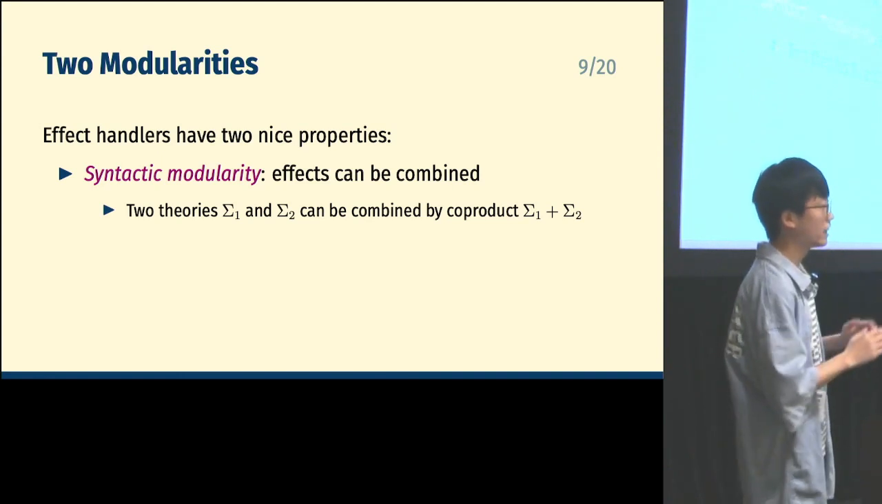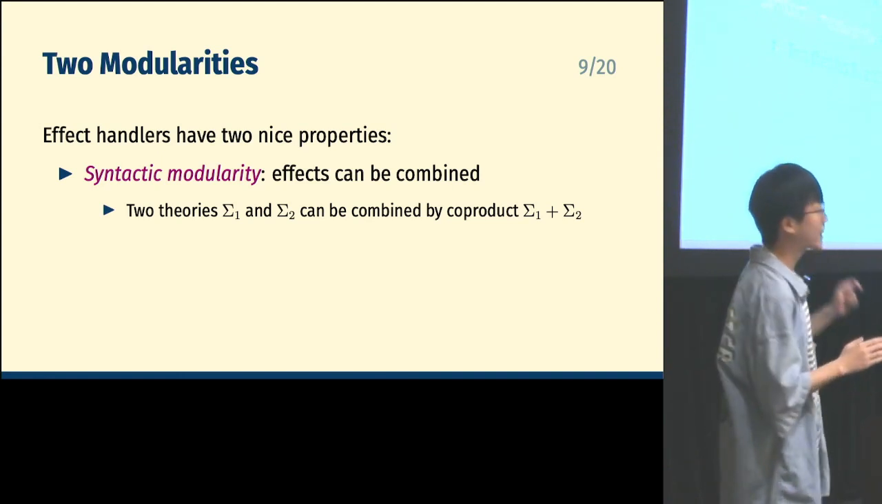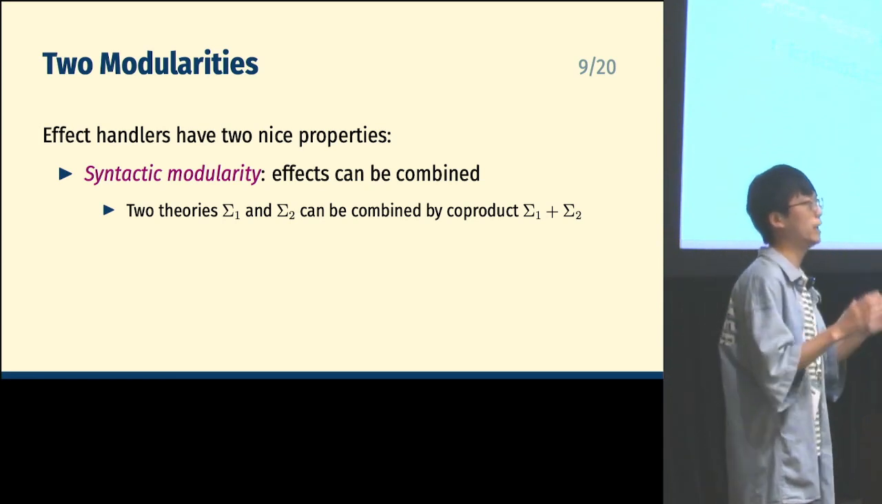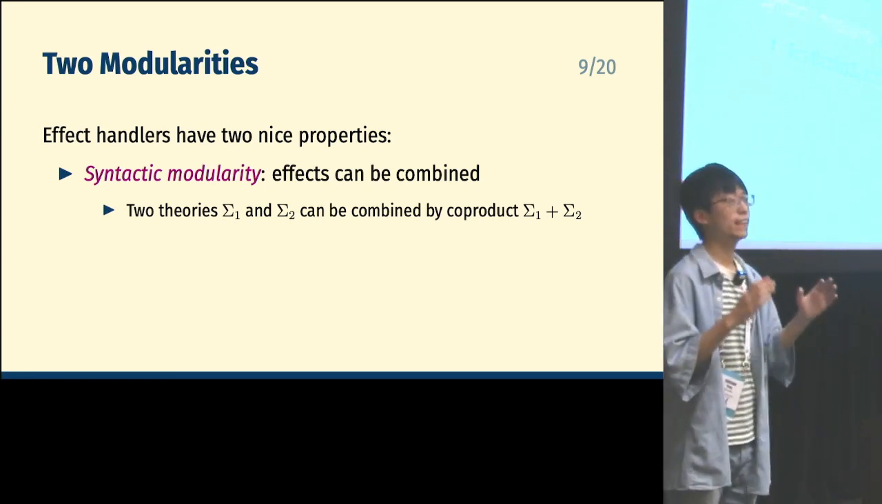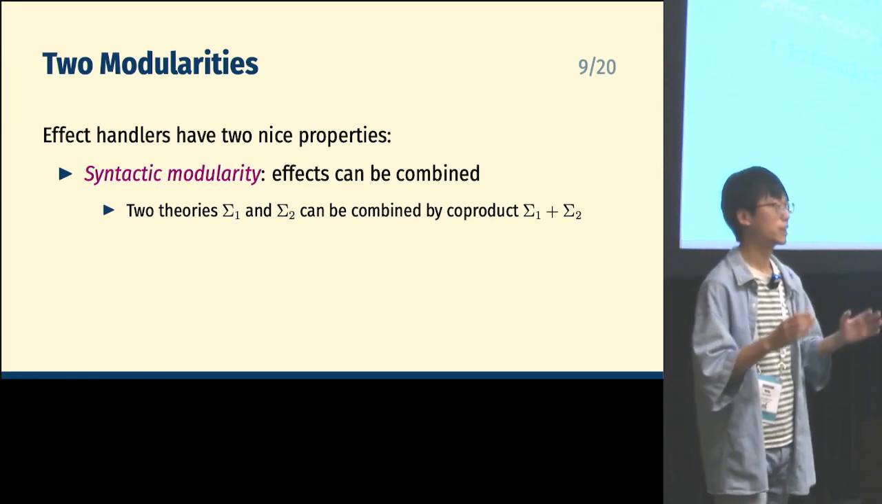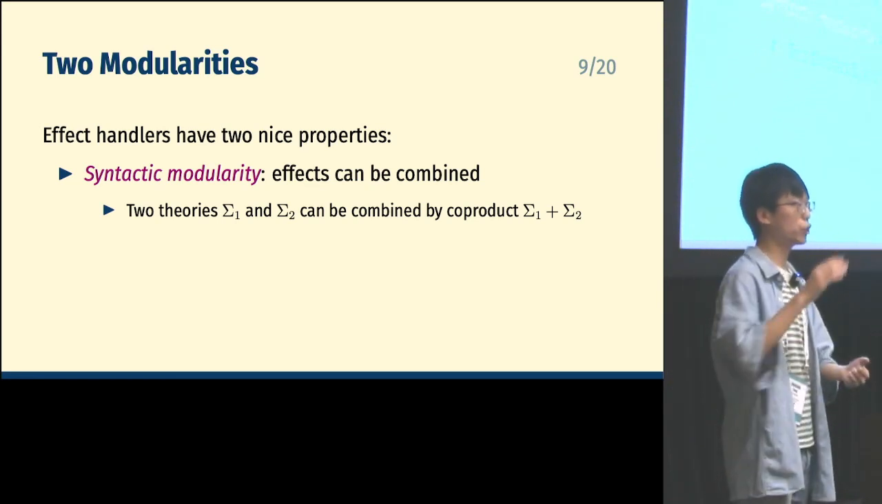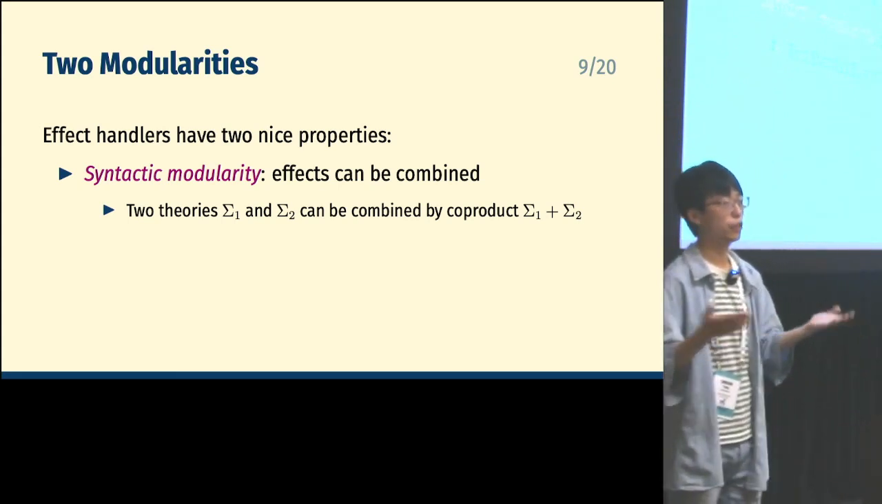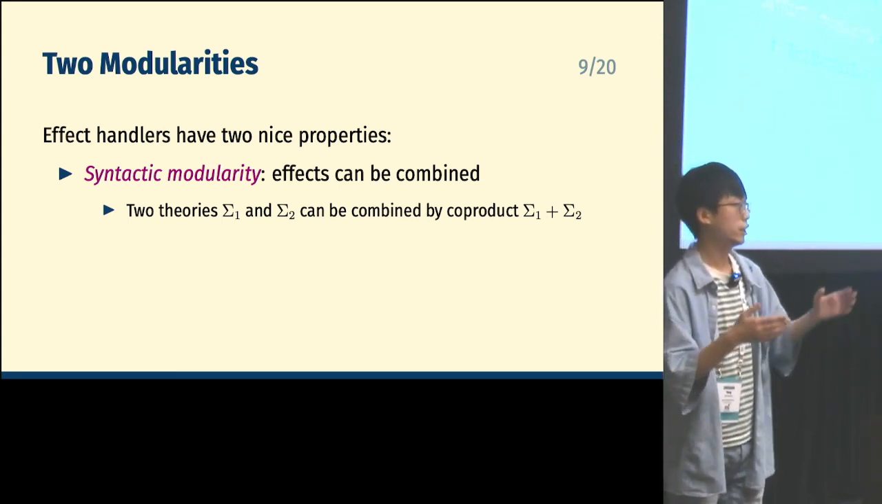The first thing is what I'm calling syntactic modularity here, which says the algebraic theories of two effects can be easily combined by taking the coproduct of their operations and the coproduct of their equations, and maybe also adding some new equations characterizing their interaction.